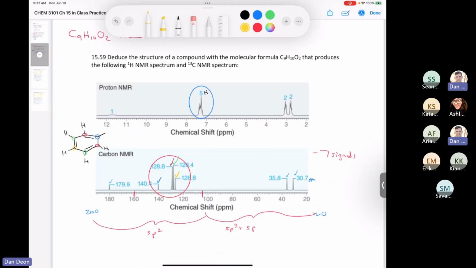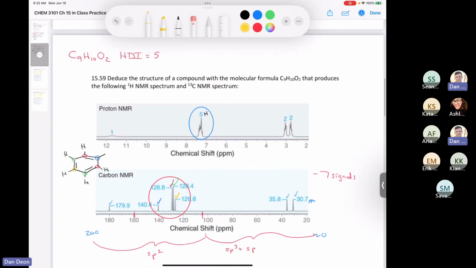All right, now we haven't addressed the other HDI because an aromatic ring only has an HDI equal to 4. So 4 from the aromatic ring, and then we still have 1 more. What does that come from? Does anybody know what that would come from? Where do you think that might come from? Keep in mind that there's 2 oxygens in here, isn't there?